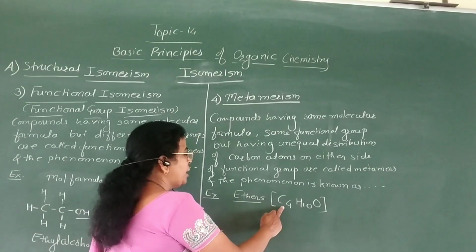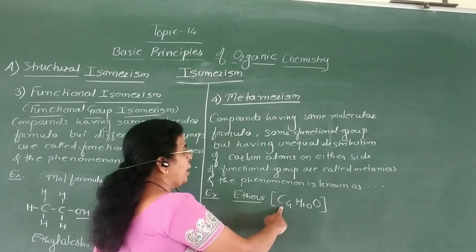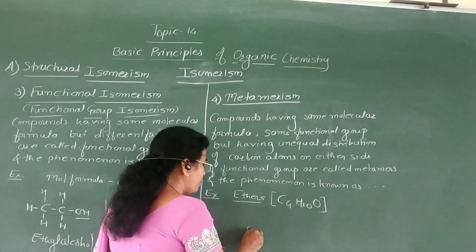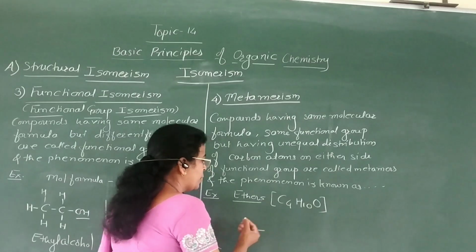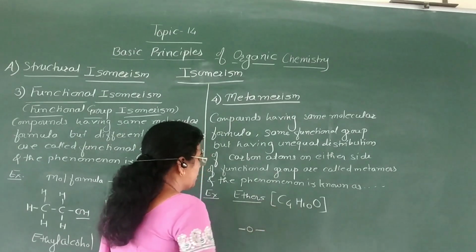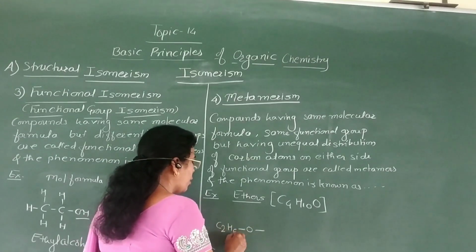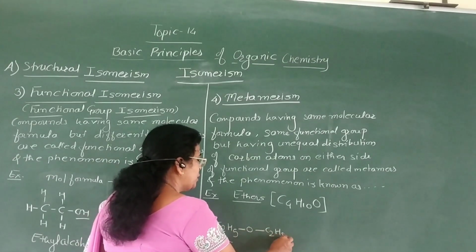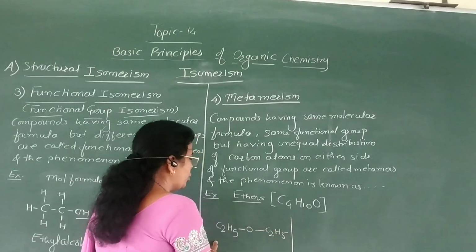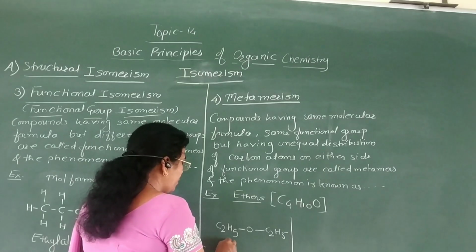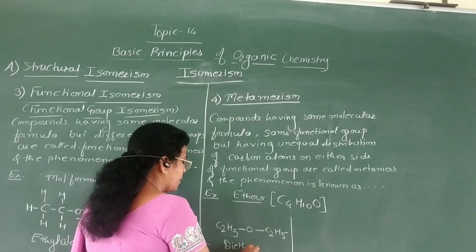We can write the structures of these isomers of ether in two different ways. Here there are 4 carbon atoms, 10 hydrogen atoms and 1 oxygen atom. We know that the functional group of ether is O. If there is a C2H5 group on both sides of this oxygen atom, then the molecular formula of this ether becomes C4H10O. This is diethyl ether.